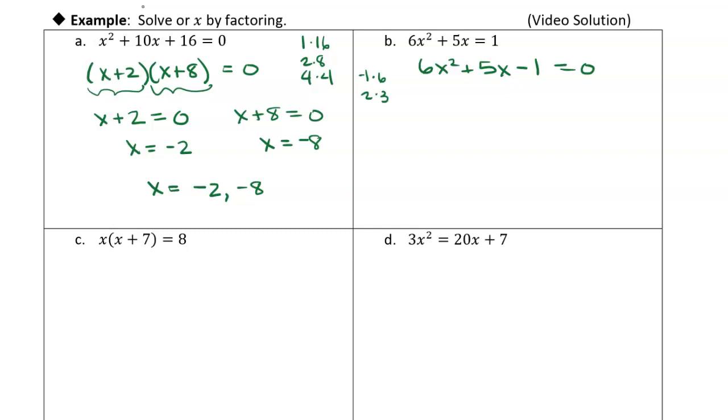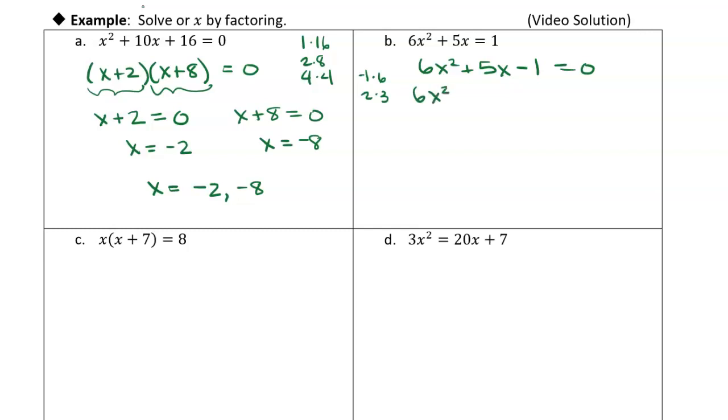You have to be careful though, because 2 times 3 adds up to 5, but remember I need the product to be a minus 6. Even though those add up to 5, the product would not be minus 6, it would be plus 6. So be careful. All right, so I'm going to split the middle term.